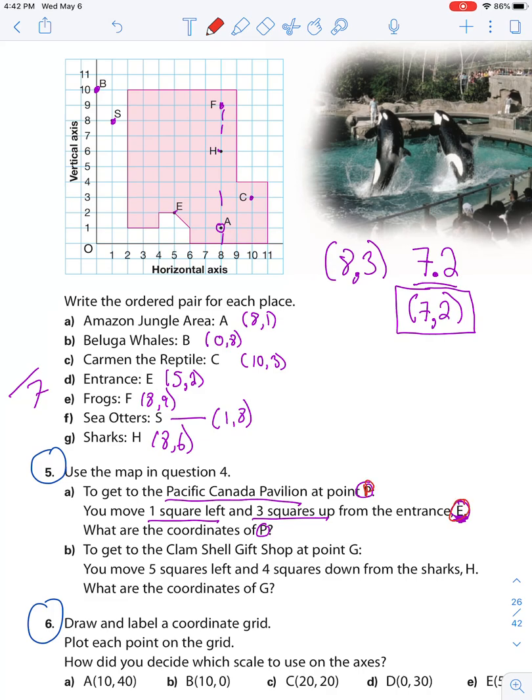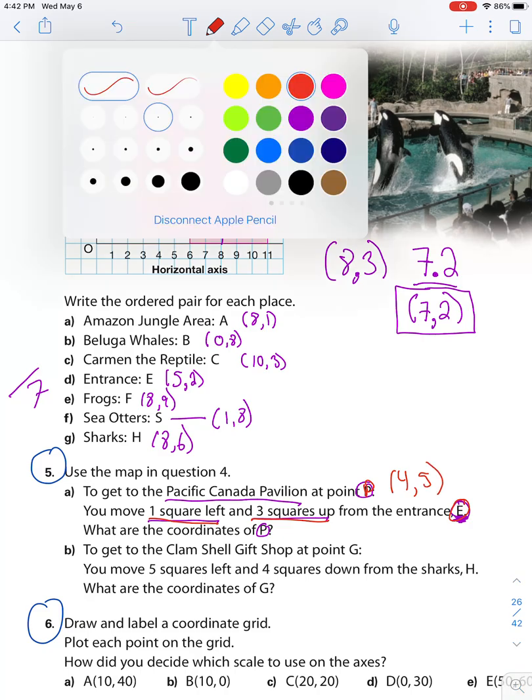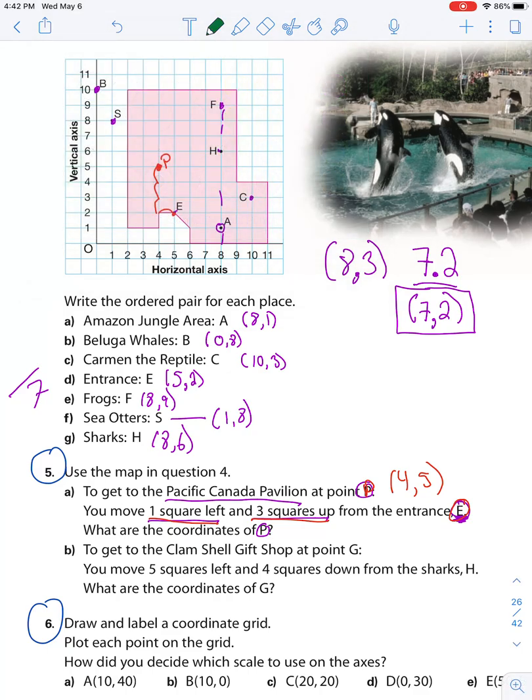Okay, so we're plotting P. So we're starting at E, and then we're going 1 left and then 3 up. Okay, so here's E. We're going 1 left, and then we're going 3 up. So here's 1, 2, 3. Okay, there we go. So the new coordinates of P are 4, 5. Okay, there we go. The next one, I'm going to change my color to maybe green.